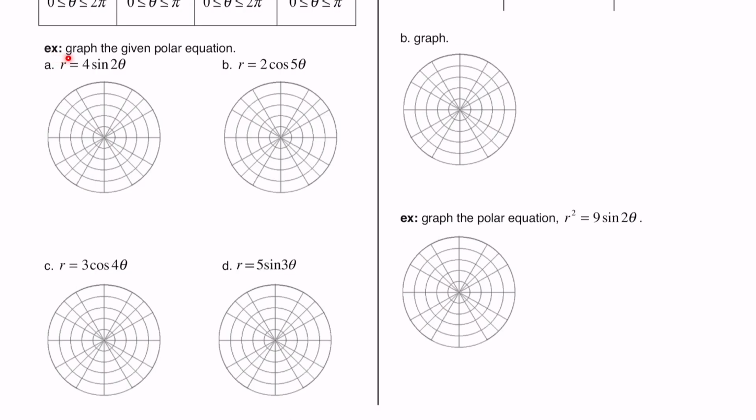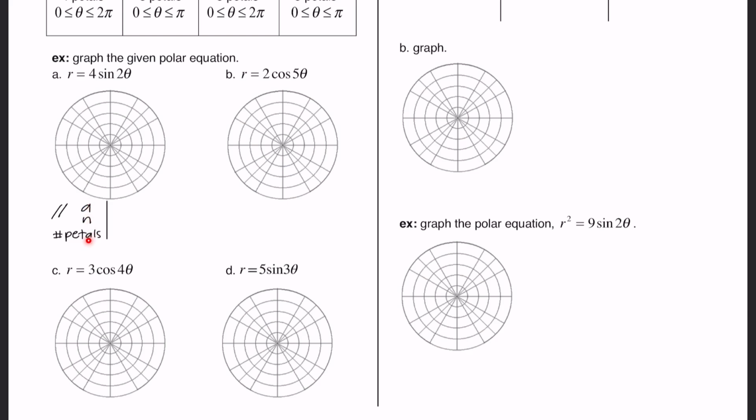For this next example, it says graph the given polar equation. So I wrote down the number of petals. a is the front number, so a is 4. n is the number in front of theta, so n is 2.